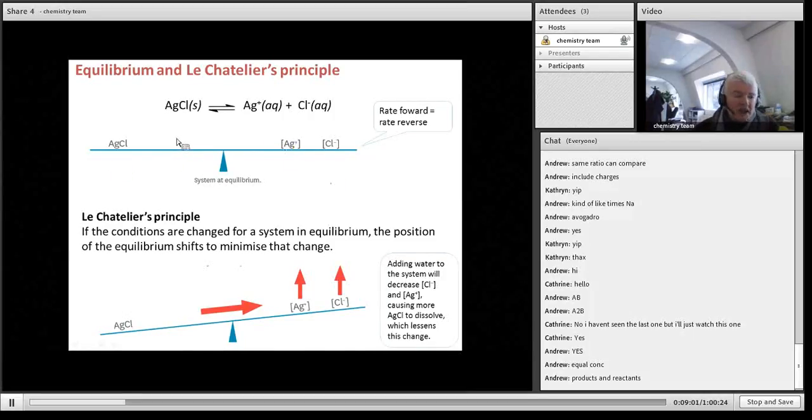Now say I change something in the system. Say I add a whole lot of water. If I add a whole lot of water, it means I've diluted my concentrations. So my change is I've changed my concentration. So now I've got, if you like, fewer silver ions and chloride ions in the water, because my concentration is less, because I've dumped in a whole lot of water. What do you think is going to happen, when I've added a whole lot of water? Do you think more silver chloride will dissolve or less silver chloride will dissolve?